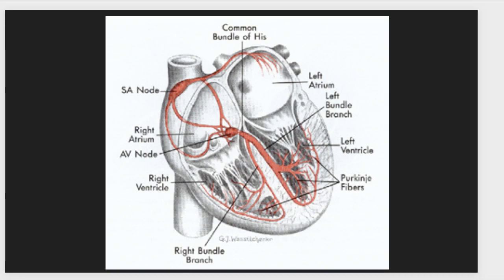Again, just another schematic of what the actual electrical system looks like within the heart.